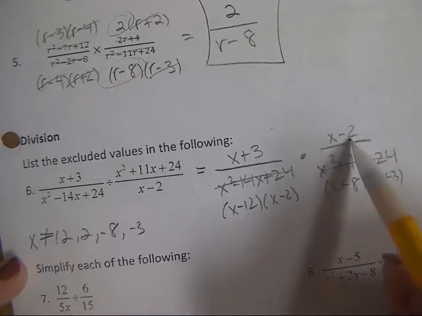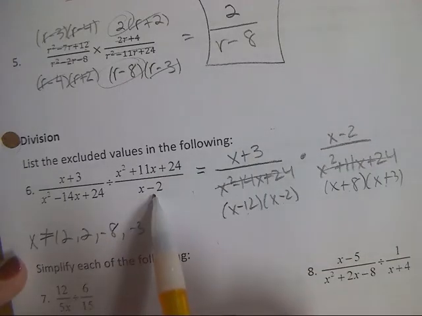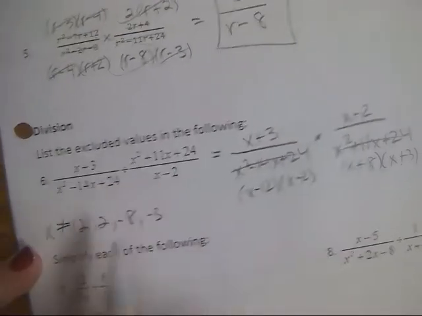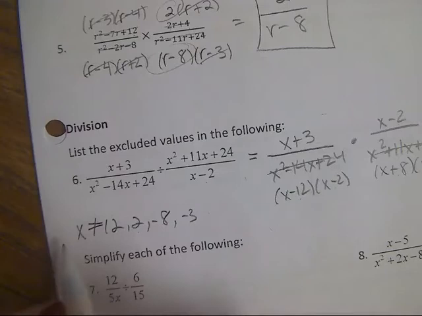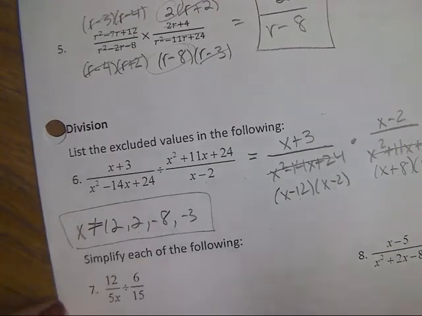And remember, this one started off in my denominator. I have to look at that also. This will give me x equals 2 as an excluded value, which we actually already have listed. So these are our excluded values for number 6.